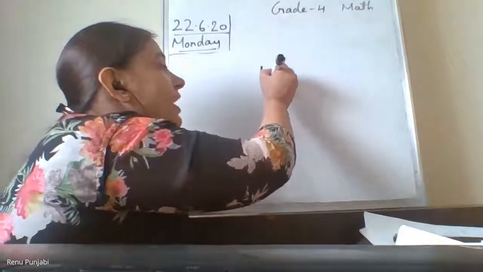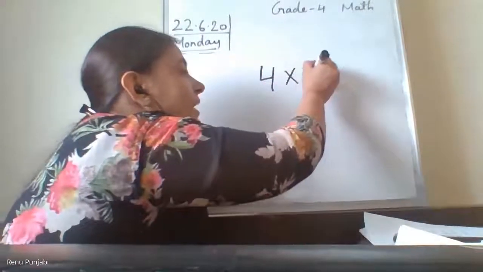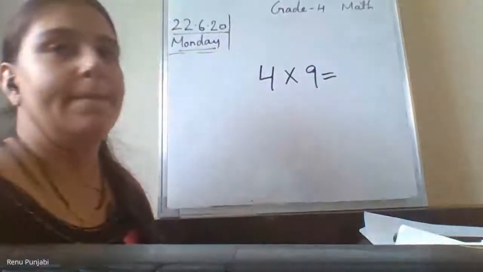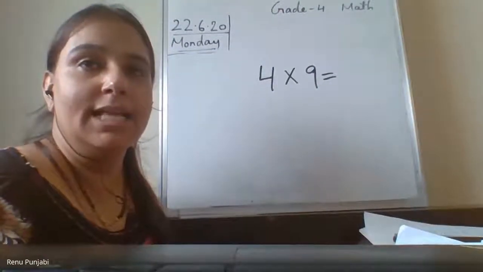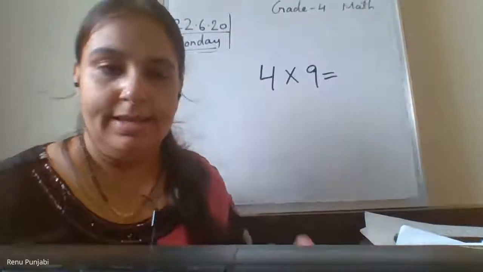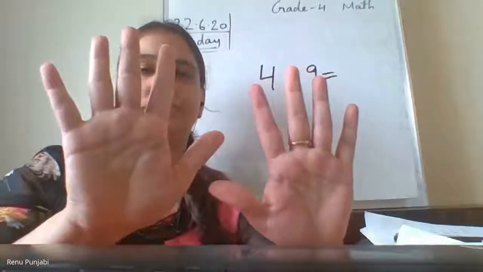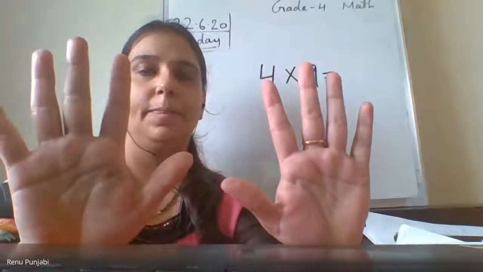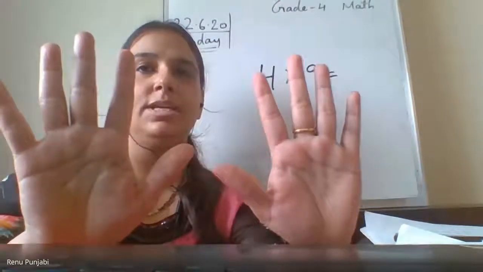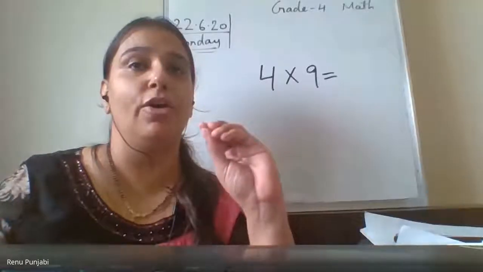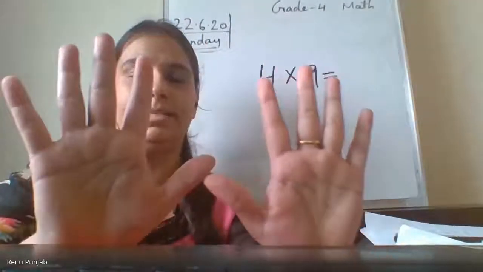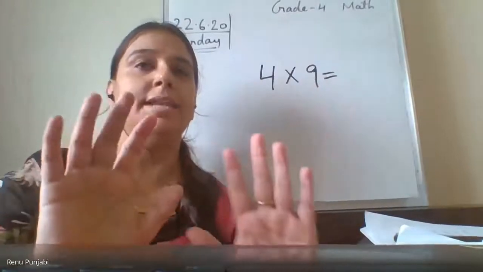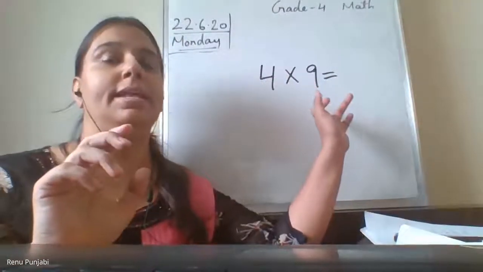Now if I say 4 multiplied by 9, you all know the answer. Don't tell me the answer. I will tell you how to do the trick. Can you all see my hands, both the hands? Yes, ma'am. So for the 9 table, I need both the hands. Clear? Here the number is 4 multiplied by 9.